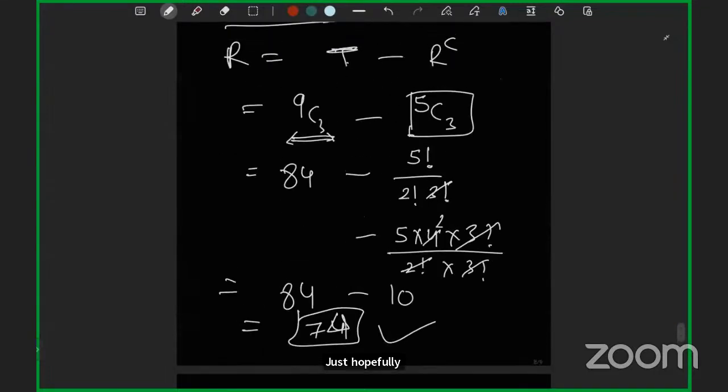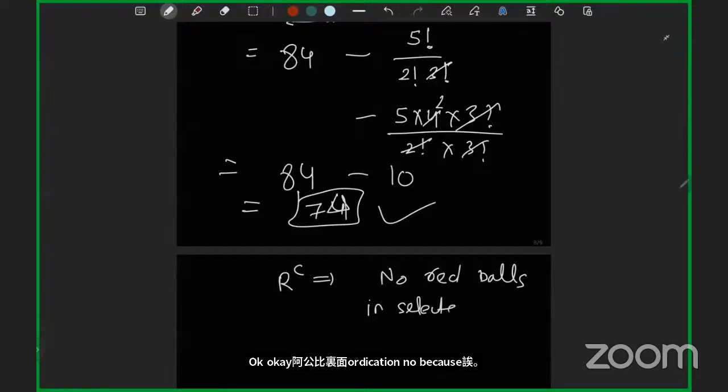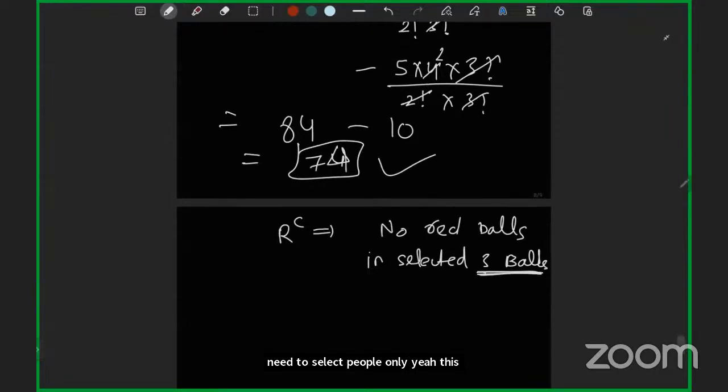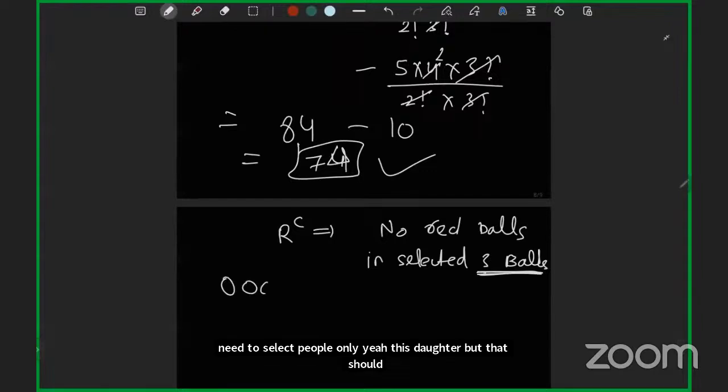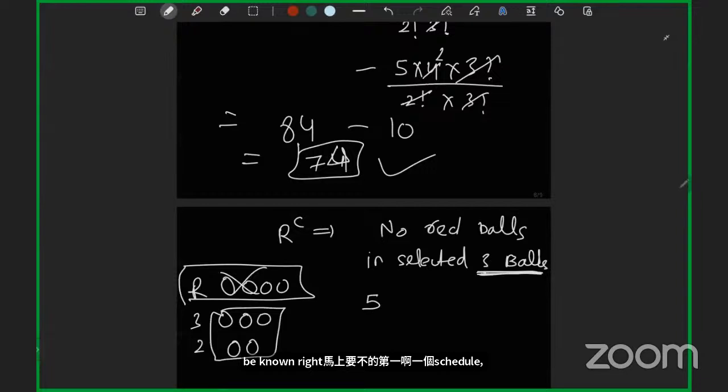See, what is R complement? No red balls, right? In the selected 3 balls. So I need to select 3 balls only. That is the condition, but there should be no red balls. I have 4 red, 3 green, and 2 yellow. So these 4 I can't select, so I excluded them. That's why this 5 total came out, and out of 5, I need to select 3. So that's why I'm choosing 3 out of 5.